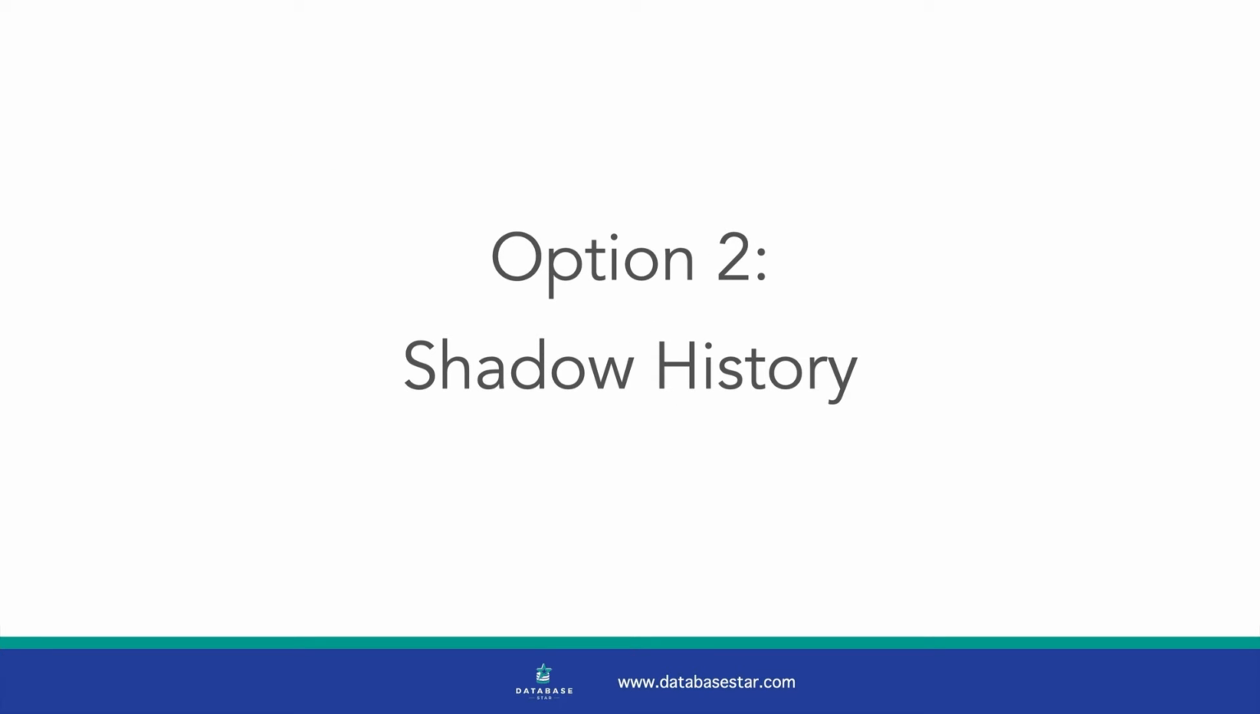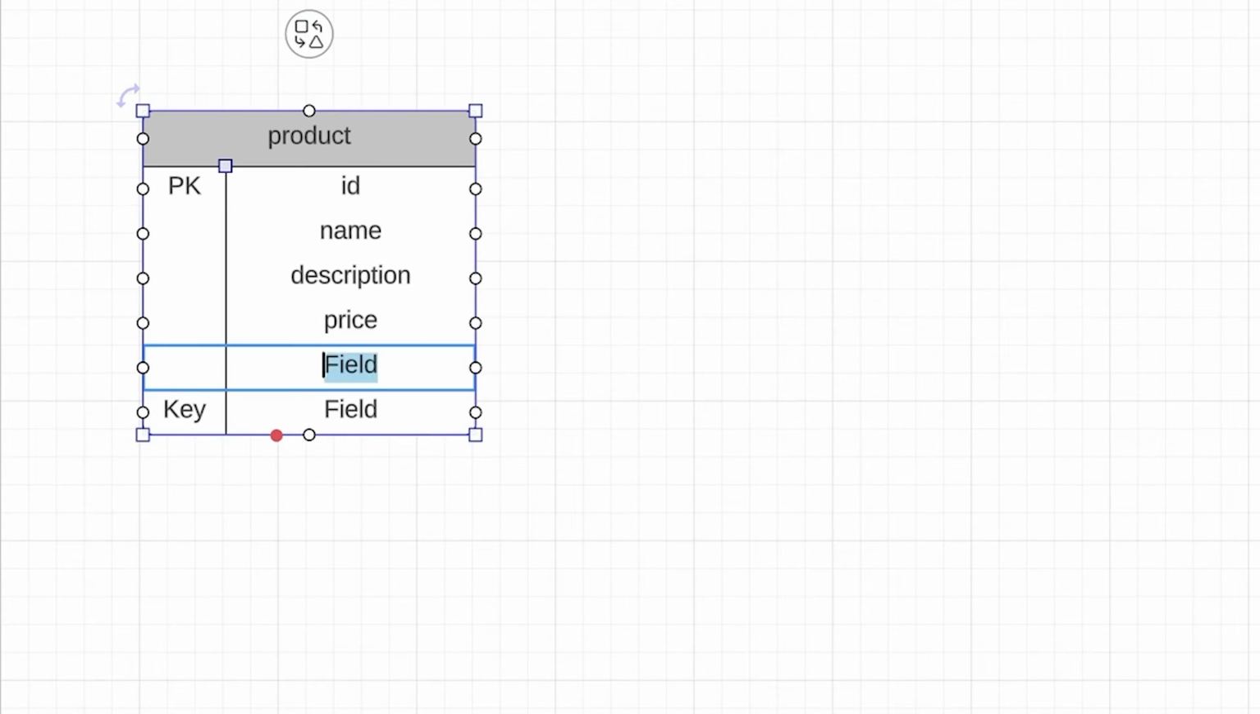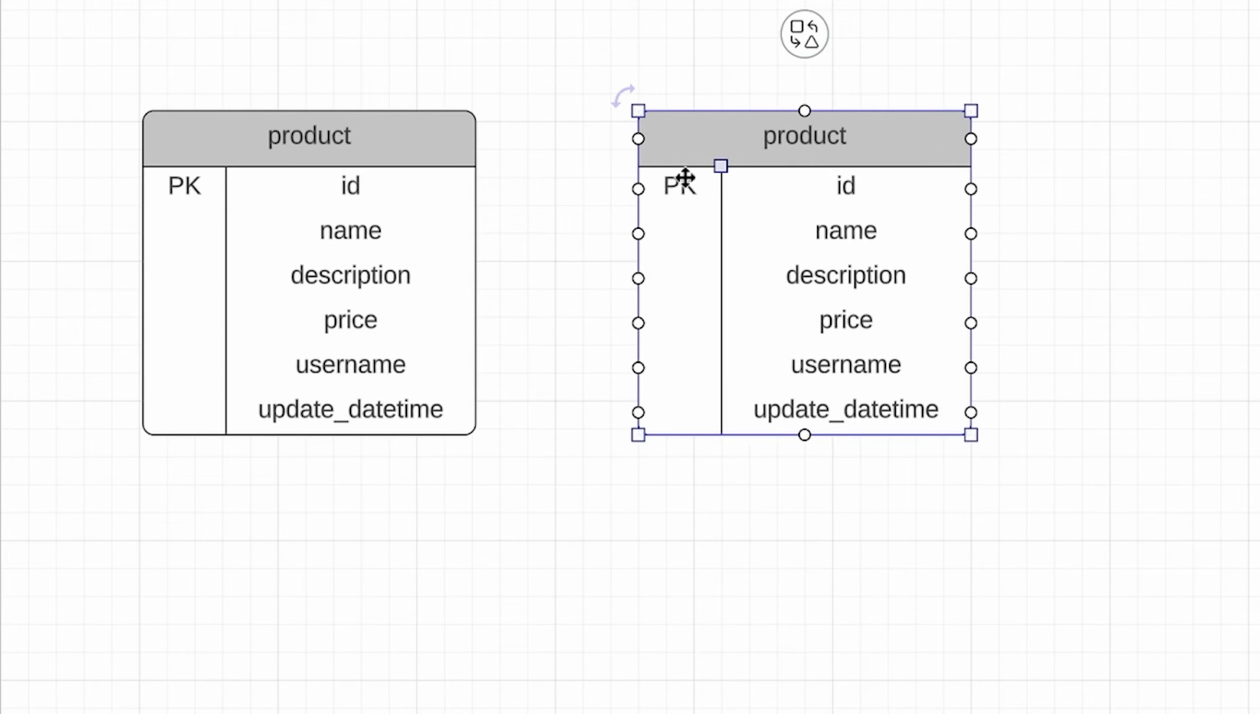The next option is called a shadow history. This is where you make a copy of the main table you want to audit and store the historic data in the audit table. With our product table, we can implement this by adding a username column to indicate who made the change and an update date time to indicate when the row was changed. We have a second table to store the history of changes. We can call it product audit or audit product or something similar.